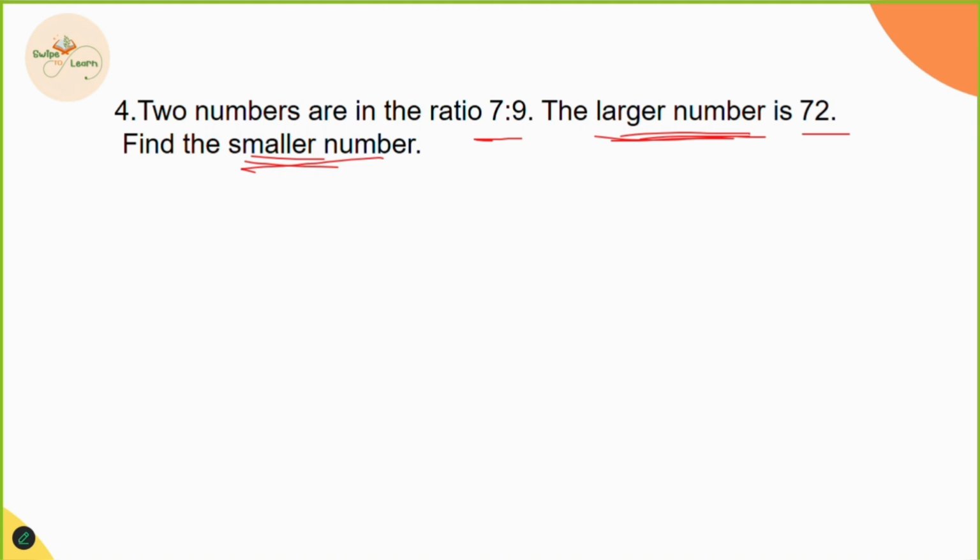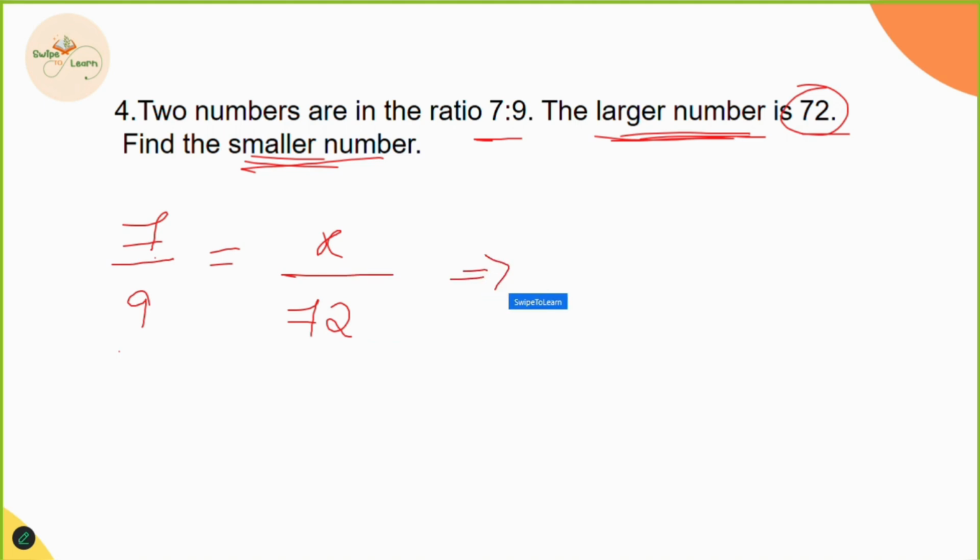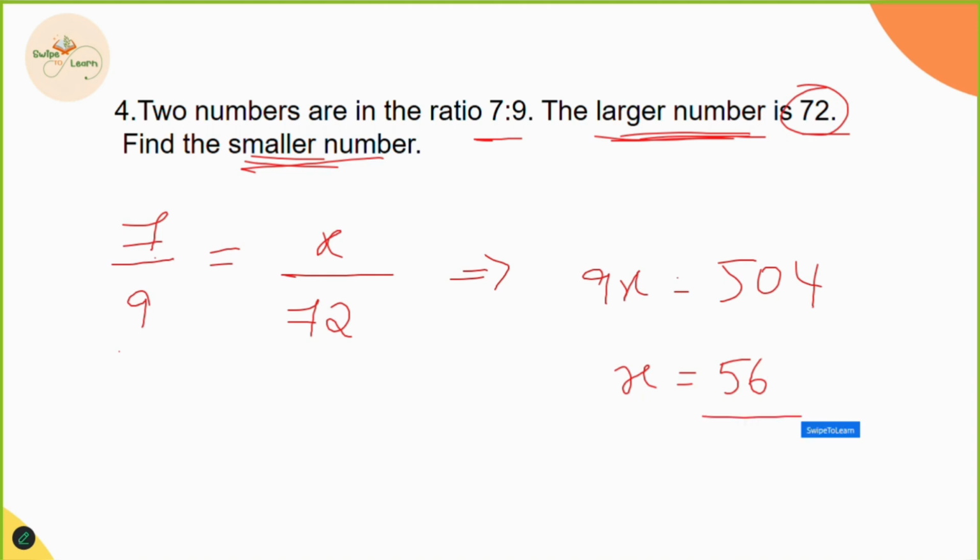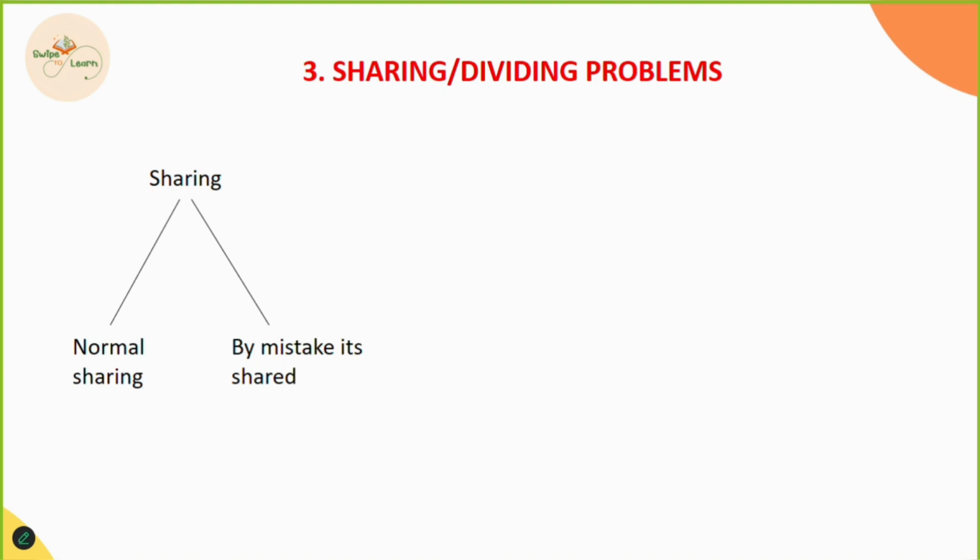Okay, let's write what the data is given. So they gave that the ratio is 7 is to 9. And they said that the larger number is 72. So among the 7 and 9, what is larger? 9 is larger. So at the place of 9, we put 72 and we need to find the smaller number. Again, simply cross multiply. 9x equals 504, which means x equals 56. So 56 is the smaller number, 72 is the larger number. Next question.